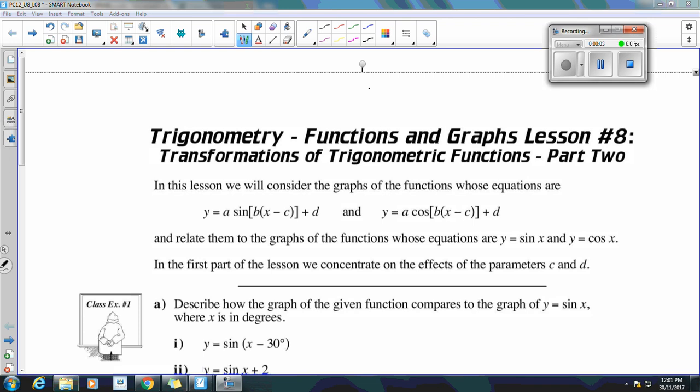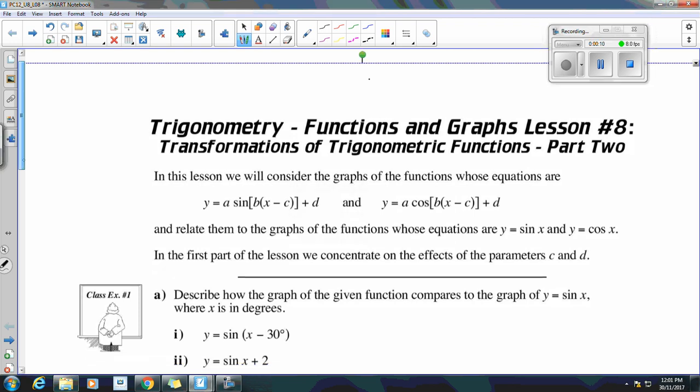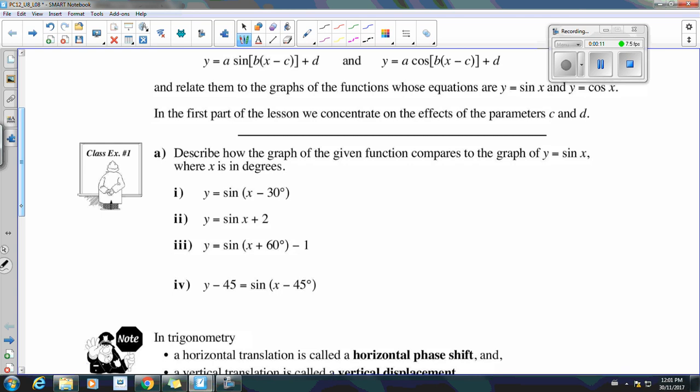Okay, so lesson 8, now we're going to incorporate our translations as well as our stretches and reflections. So example 1, describe how the graph of the given function compares to the graph of y equals sine x, where x is in degrees. So here we have y equals the sine of x minus 30 degrees. We've replaced x with x minus 30 degrees. This means we've gone 30 degrees to the right.